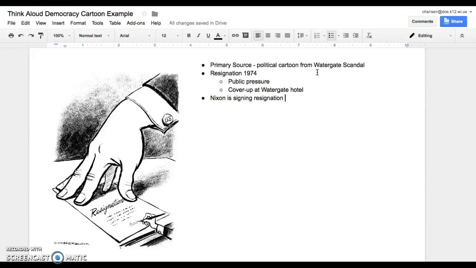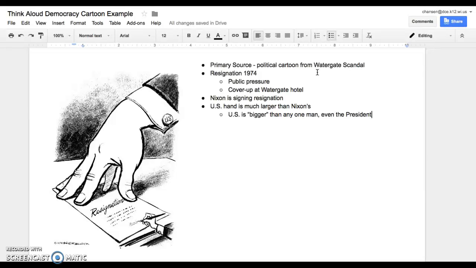We also see that the hand representing the United States of America, which we can tell by the little pin there that says U.S. on it, is much larger than the hand that's signing as Nixon, representing the fact that the United States is representing the whole population, and that one person, the president, isn't more important or higher up or ruling over the people.